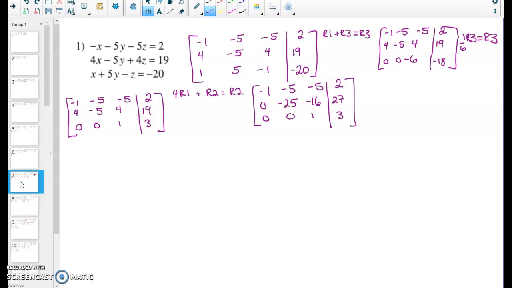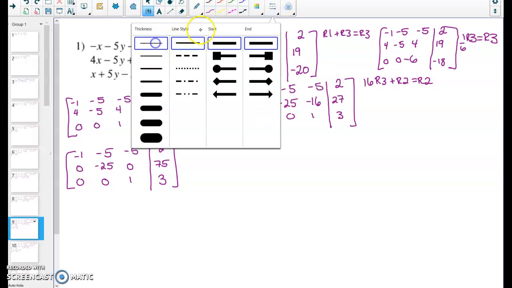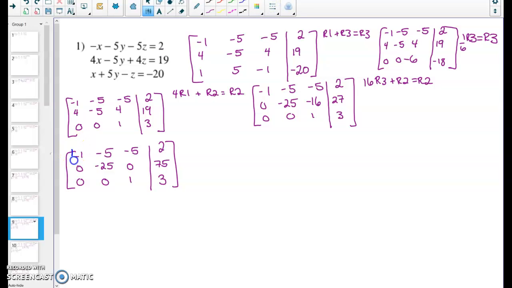Okay, and that's what I get when I do that combination. Next thing that I want to do is see if I can get rid of the 16 in that row 2. So I'm going to do 16 times row 3 and add that to row 2. So I have a negative 25, 75. In order to get that negative 25, because again, remember that I want to get, looking at this new matrix, I want to get these three values to be a positive 1.